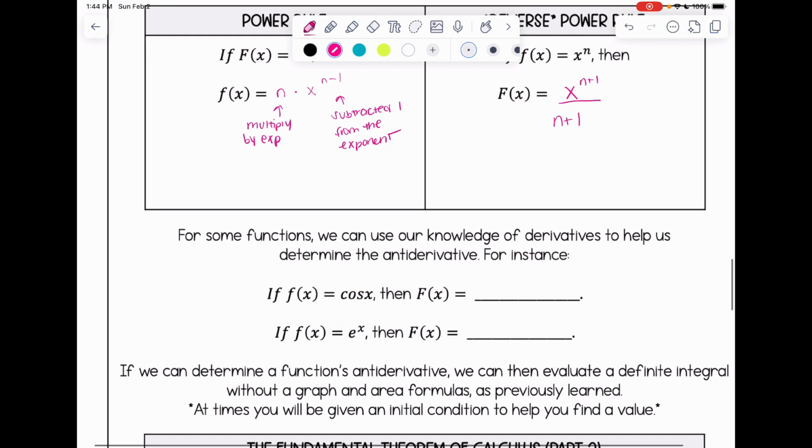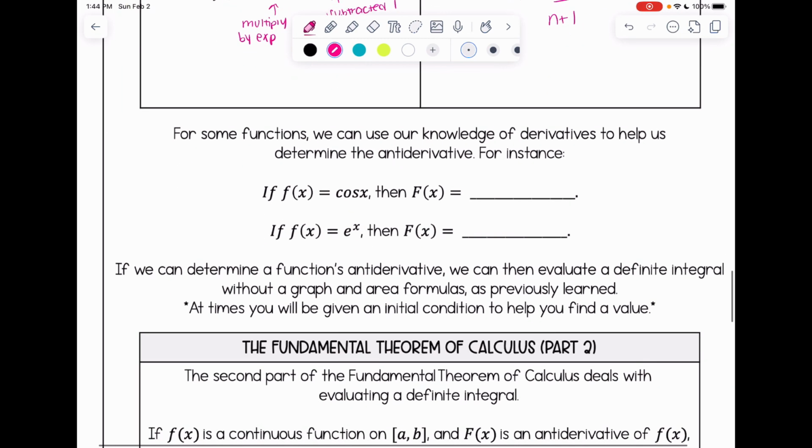For some functions, we can also use our knowledge of derivatives to help us determine the antiderivative. So for instance, if lowercase f of x is equal to cosine of x, the antiderivative of that is sine of x. If lowercase f of x equals e to the x, the antiderivative capital F of x equals e to the x. If we can determine a function's antiderivative, we can then evaluate a definite integral without a graph and without area formulas, as we've previously learned. At times, you might also see questions that give you an initial condition to help you find a value.